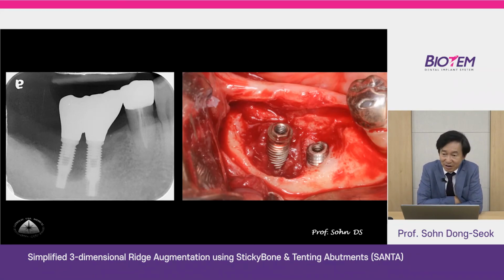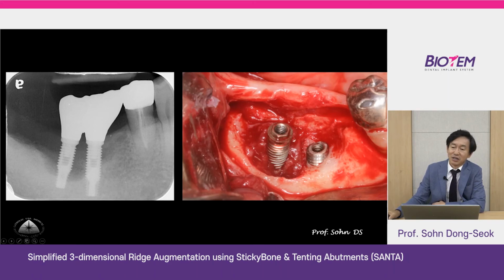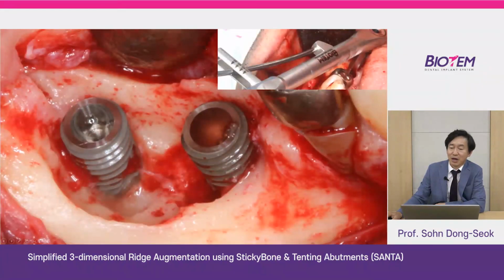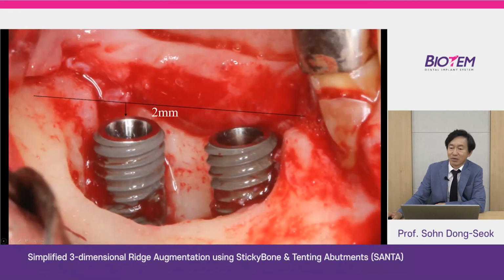This is a very severe case showing a vertical defect. My colleague reported this patient to me, so I removed this failed implant and did piezoelectric bactericidal curettage at the same time, and 2 implants were placed at the same time with good stability thanks to osteotomy.